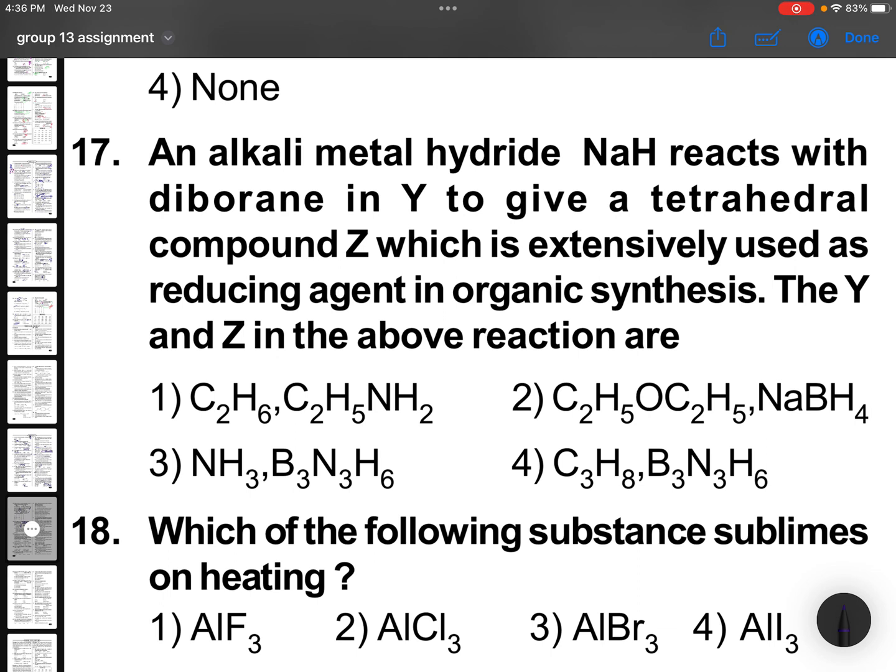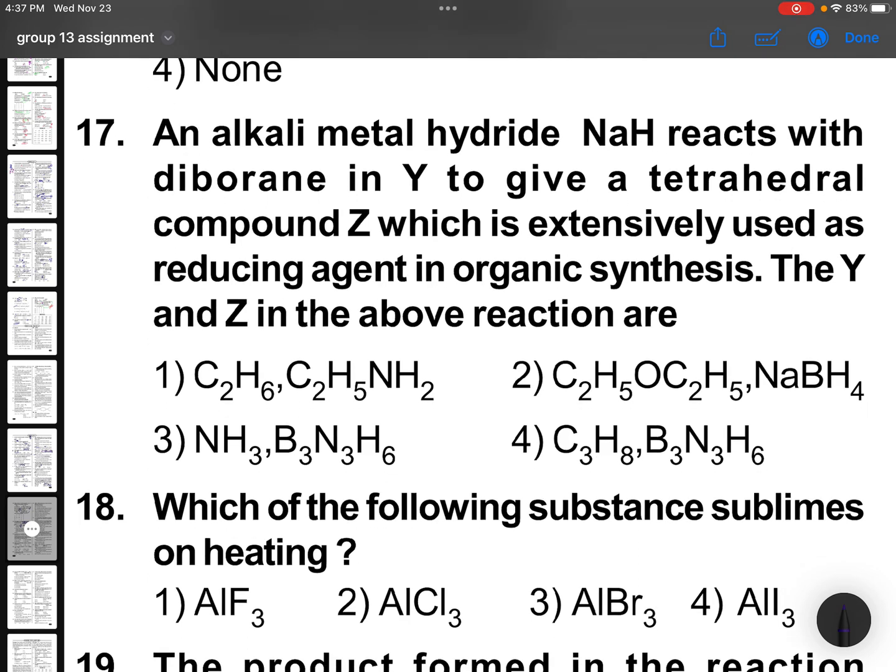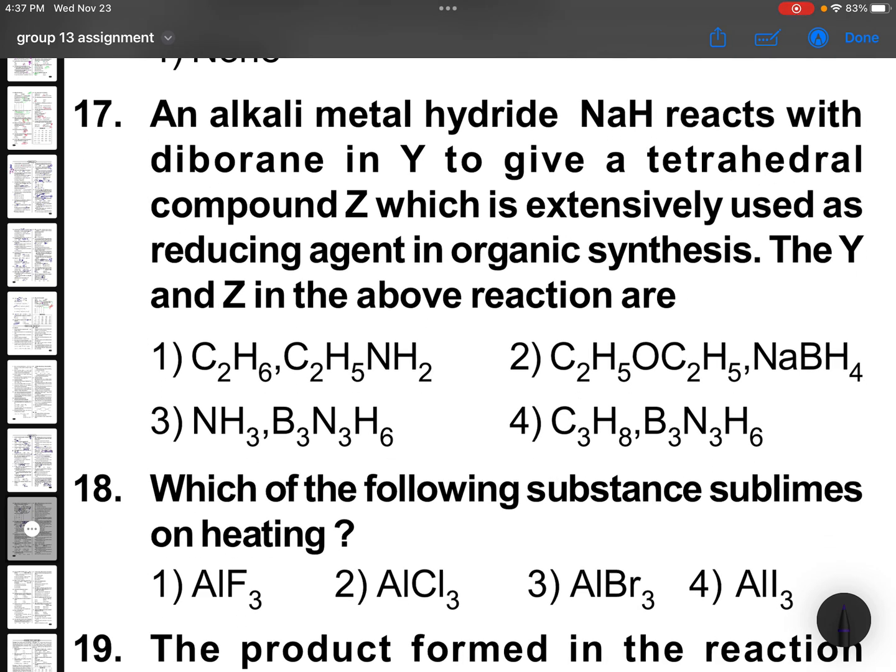Question number 17. An alkali metal hydride, sodium hydride, reacts with diborane in ether to give a tetrahedral compound, that is NaBH4.